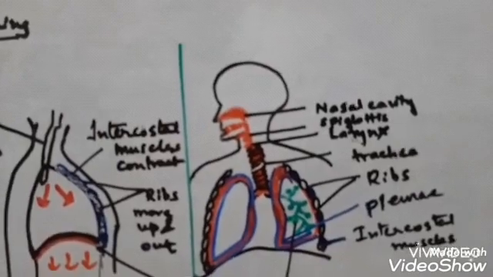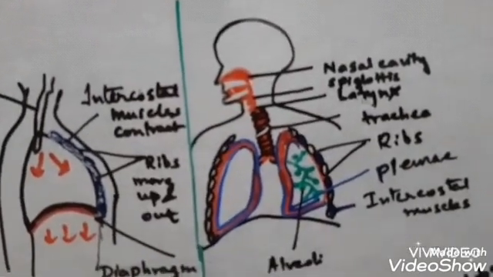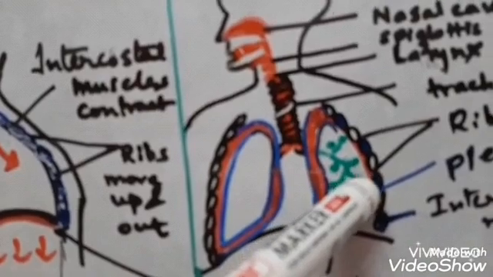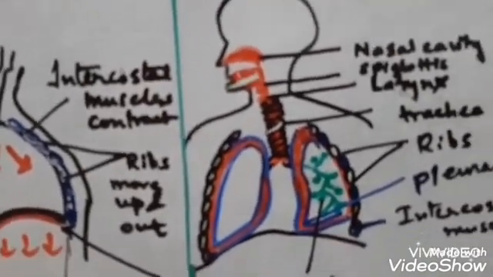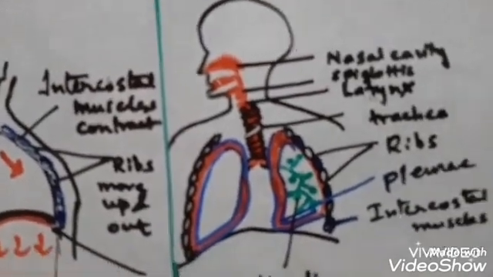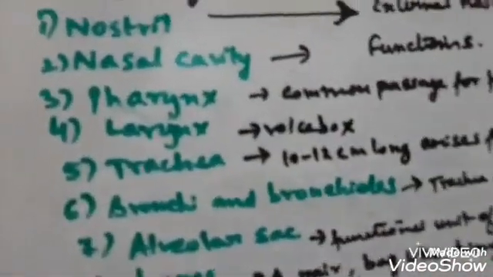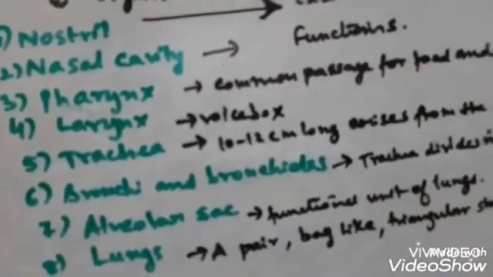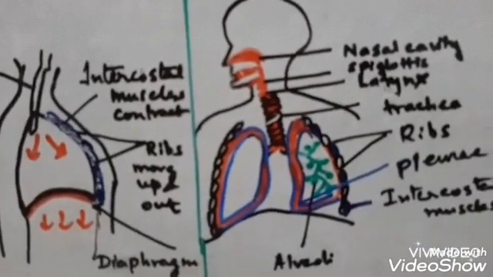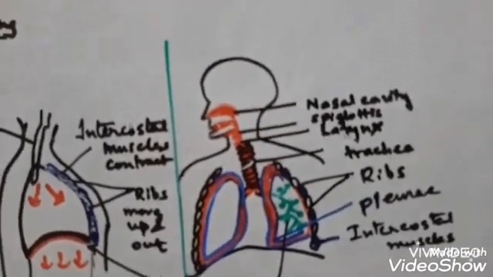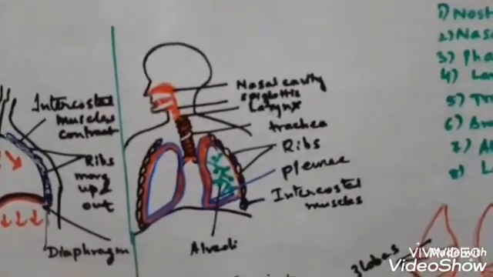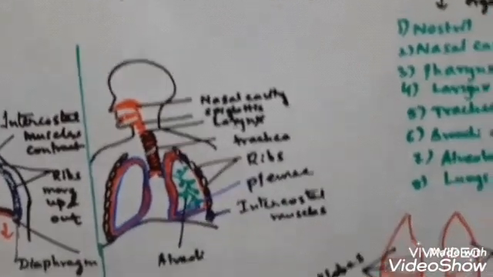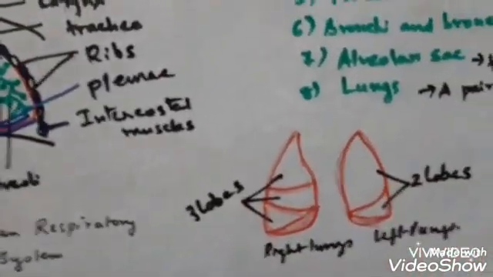Now bronchioles thereafter divide into alveolar sacs. This dotted structure you can see, these are alveolar sacs. The plural is alveoli. This is the functional unit of the lungs. So alveolar sacs are the functional unit of the lungs. Clear? Next come the lungs. The lungs are the major respiratory organ, a pair of triangular, bag-like structures. That is the major organ for our exchange of gases. Now I will describe to you the structure of the lungs in detail.